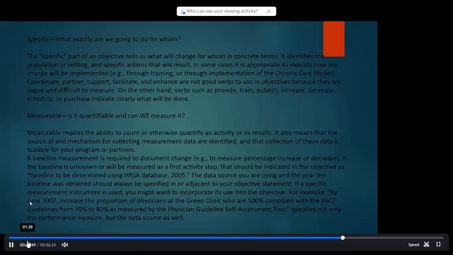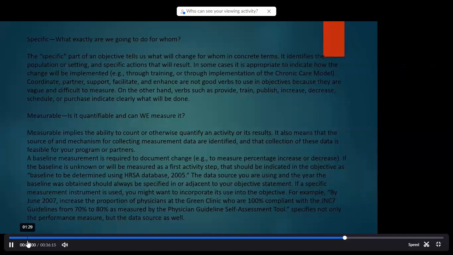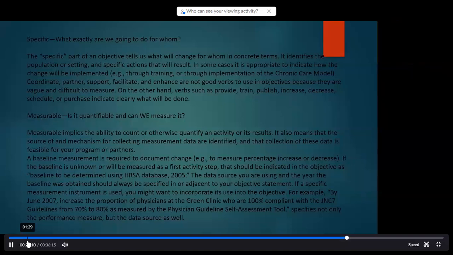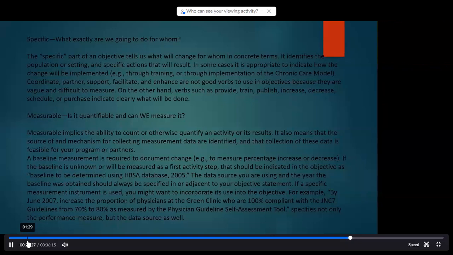Okay, what do they mean by specific? The first line: what exactly are we going to do for whom? Now, what do they mean by measurable? Quantifiable, and can we measure it? When we get to the section on evaluation, we're going to talk about two types of data collection. One is called quantitative, and the other is called qualitative. They both fall under soft and hard data. In fact, you can also say empirical versus anecdotal. So all that stuff we're going to learn about when we get to evaluation. Let's continue.